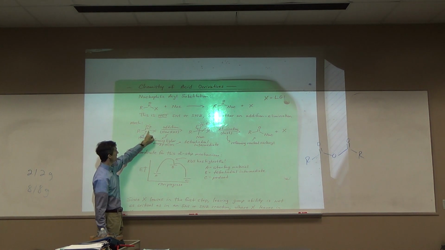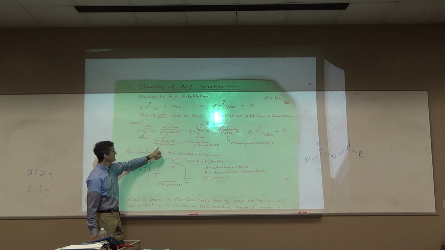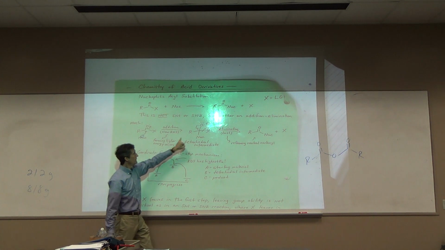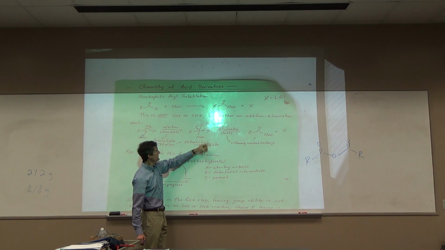Addition to the carbonyl, electrons up, okay? Break the pi bond. This is your slow rate determining step. Form this, and we just formed it in that mechanism. It's called a tetrahedral intermediate because the carbonyl carbon is now tetrahedral.